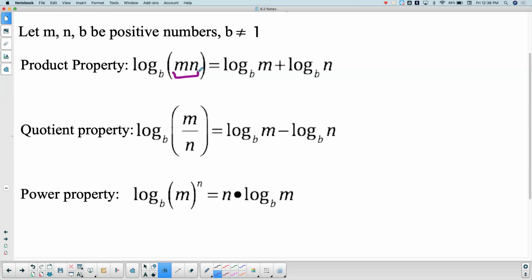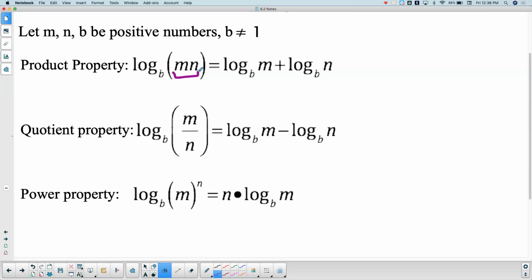It's called expanding when you work to the right. All three of these properties also work going to the left. That's called condensing, because you're taking multiple logs and condensing them down into one log.